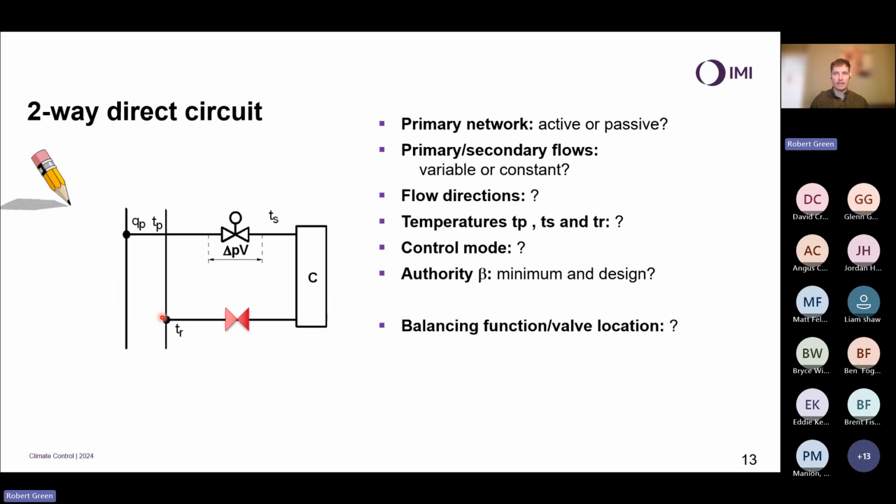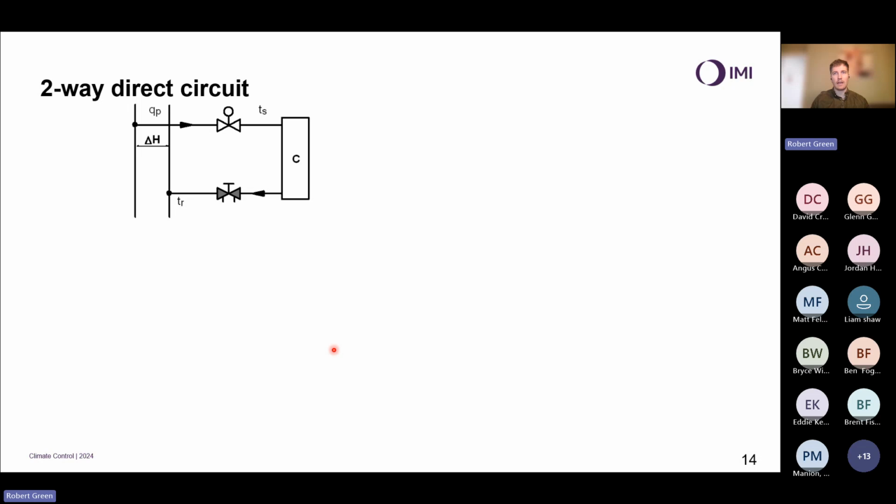And very importantly, where's my balancing function? What's the location of that valve? What procedure am I going to use to balance this circuit? And this one in particular is very important when we're talking about control, because we need to ensure we're satisfying and setting design conditions. So these are the sort of questions we're going to ask ourselves when we're looking at designing a circuit. And let's have a look at 3 different two-way direct circuits.